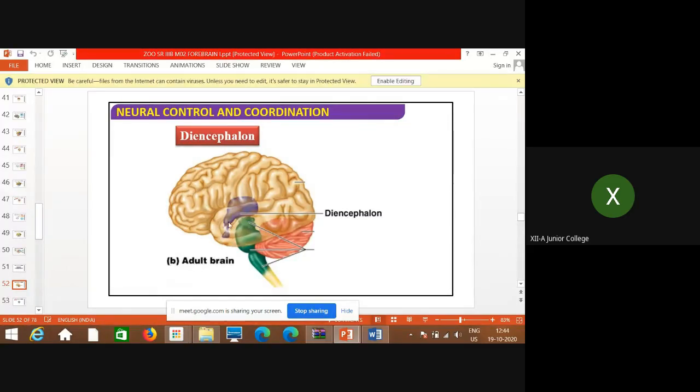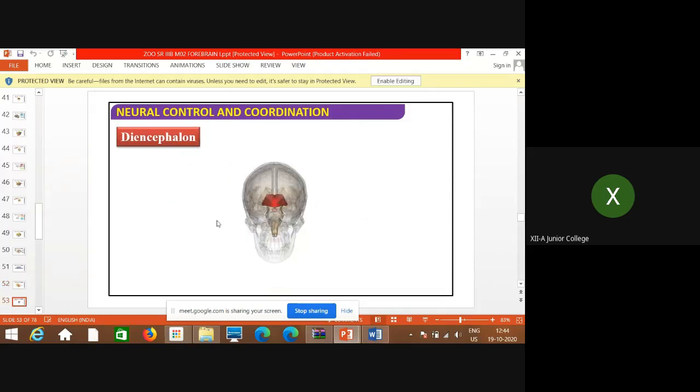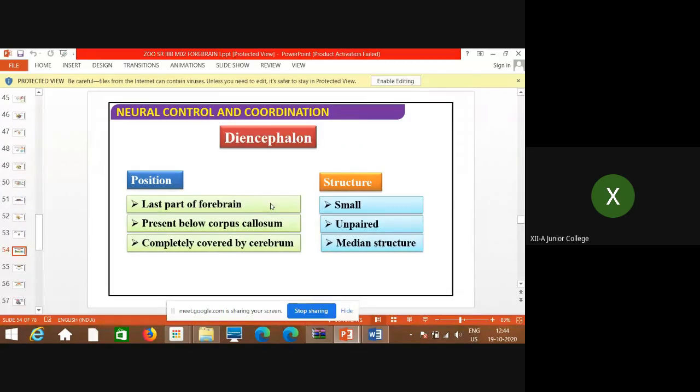This is the diencephalon in the adult brain. The red area shown here is the last part of the forebrain, the diencephalon. Where is its position? It is the last part of the forebrain, present below the corpus callosum, as I showed you in the previous diagram, and it is completely covered by the cerebrum.